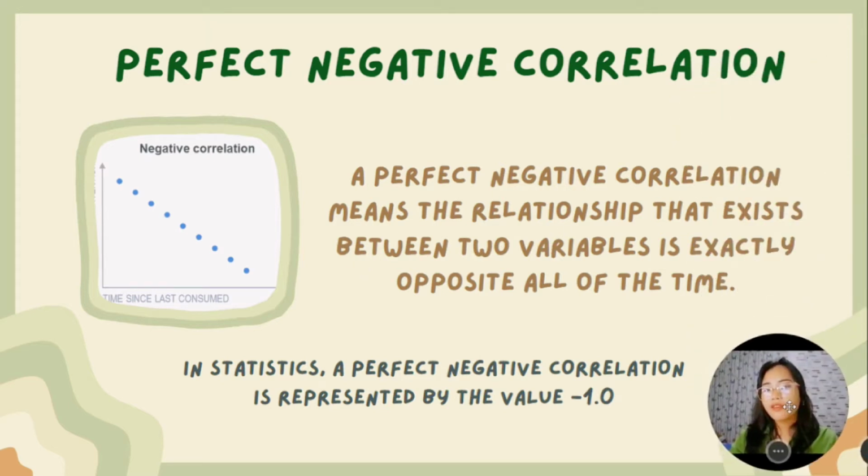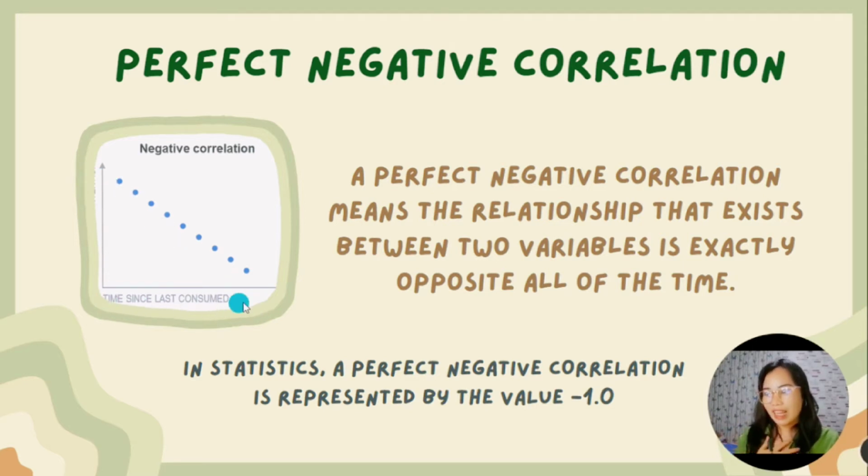Next is perfect negative correlation. Perfect negative correlation means the relationship that exists between two variables is exactly opposite all of the time. So in statistics, a perfect negative correlation is represented by the value negative 1. So it's opposite from the perfect positive correlation. Earlier, the perfect positive correlation is increasing, but this one is decreasing. We have an example earlier.